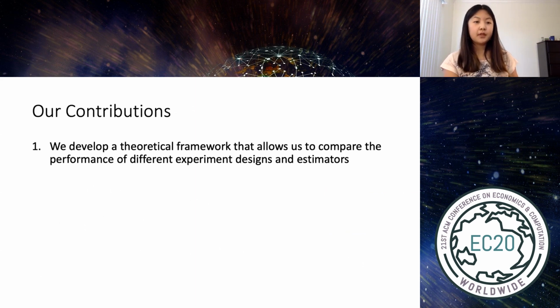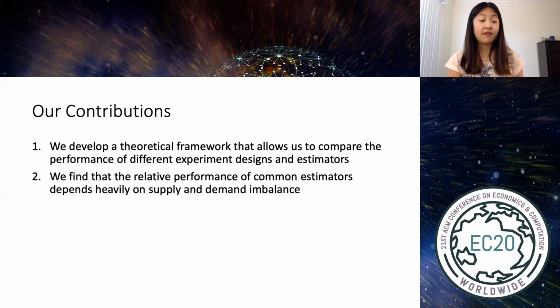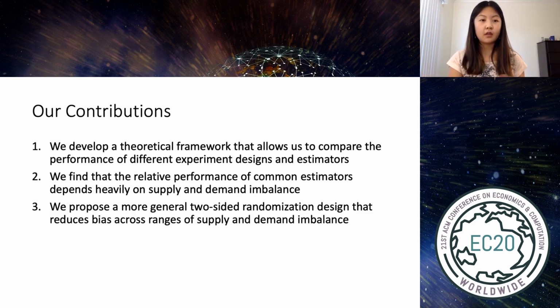Now, wrapping up, in this work, we developed a theoretical model that allows us to compare the performance of different experiment designs. We then find that the relative performance of common estimators depends on supply and demand imbalance. And there are really clean economic intuitions for why this happens. And then we propose a more general class of two-sided randomization designs that reduces bias in a lot of market conditions.